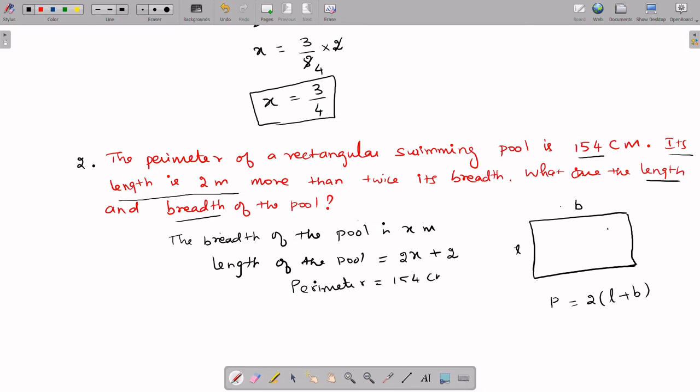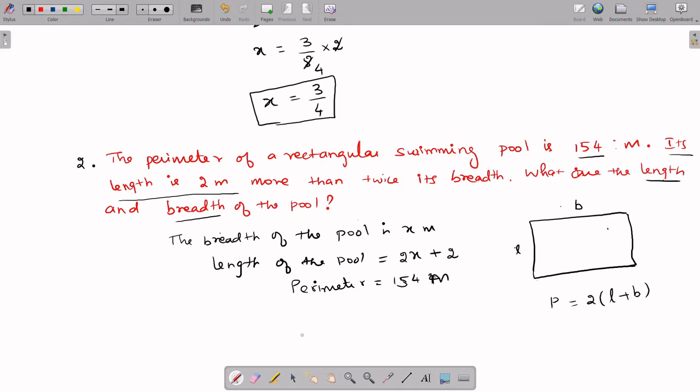Okay, 154 meter, not a centimeter. It is given in your book. It is given to be meter. So 154 meter.